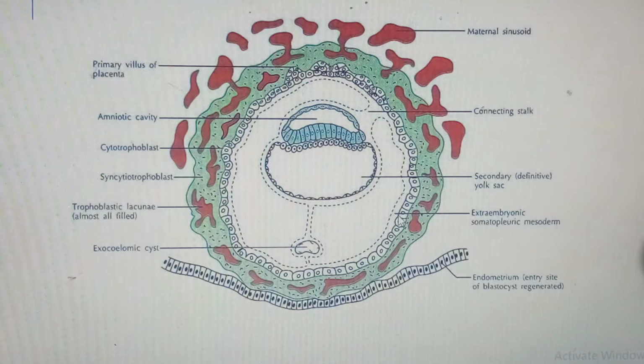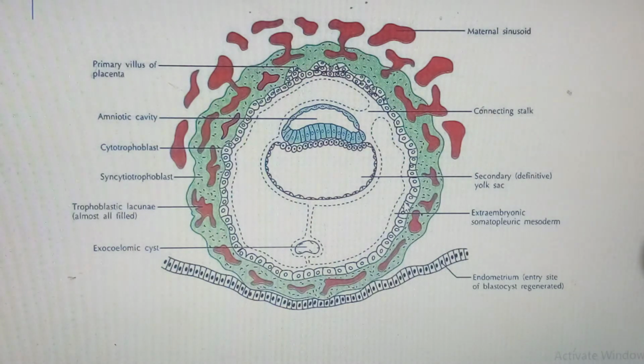Now, the old concept was that this extra-embryonic mesoderm is formed from the trophoblast. No, studies have shown that it actually comes from the primary yolk sac. Therefore that large primary yolk sac that we saw has become smaller, because a portion of it is replaced by this extra-embryonic mesoderm and the coelom. Therefore, this very large yolk sac will diminish and become the secondary or definitive yolk sac.